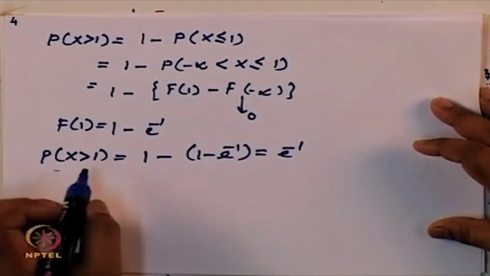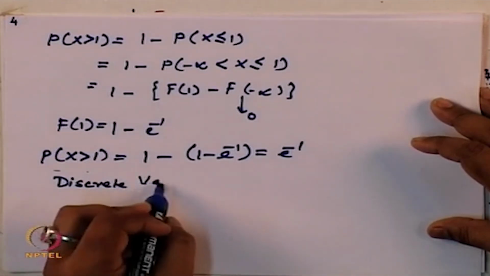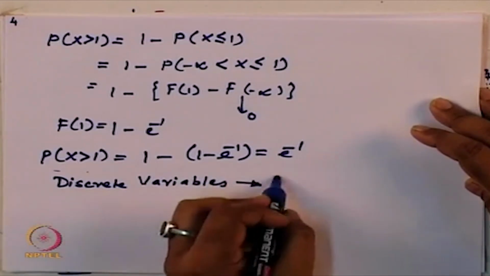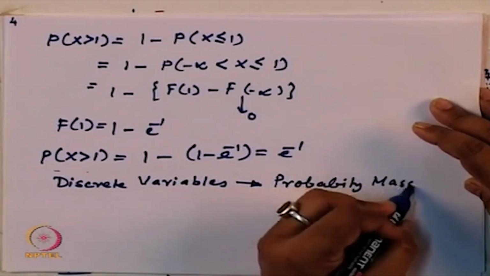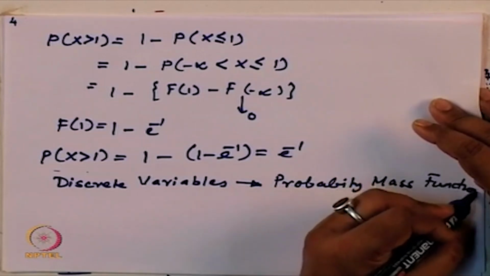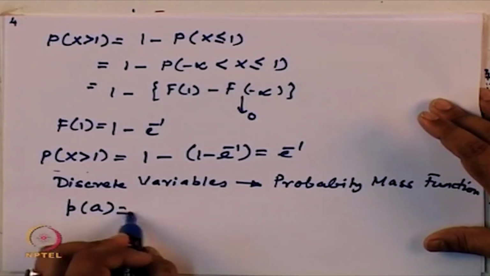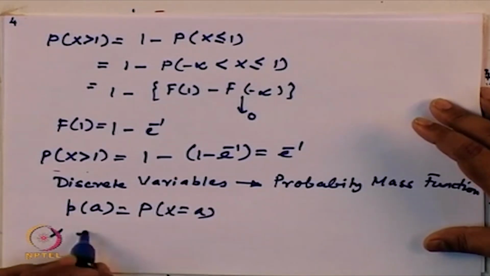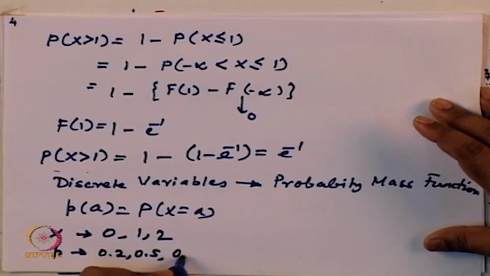Okay. So, for discrete variables, I can have something called a probability mass function. And the probability mass function is given by p of a is probability of x equal to a. So, if x is a random variable which takes the value 0, 1, 2, and the probabilities, let us assume, are 0.2, 0.5, 0.3.